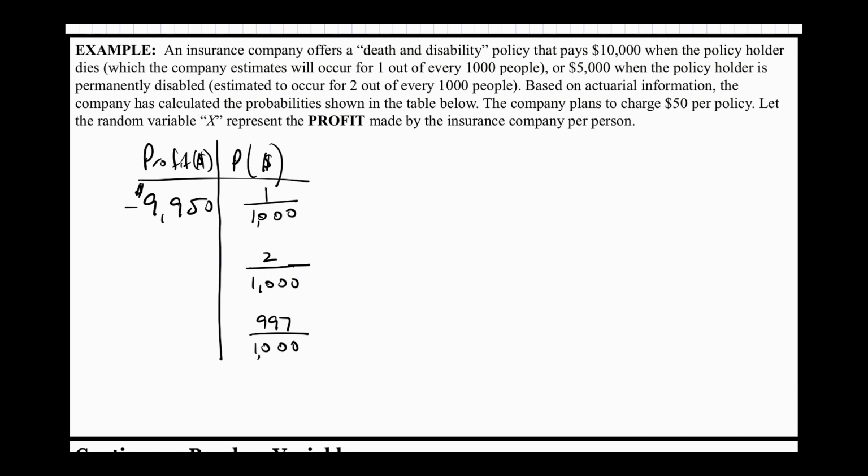Can you explain where you got that negative 9,000? Kuldeep, can you explain one more time where you got that? My bad, Kobe. Because the company has to pay out. So this is the company's profits. This is not your profits. My profits, that's positive, right? Yeah, exactly. The company's profits per person, they lose money if someone dies, because the person only gave me $50, but I gave them $10,000 back. So I'm out 9,950. Okay.